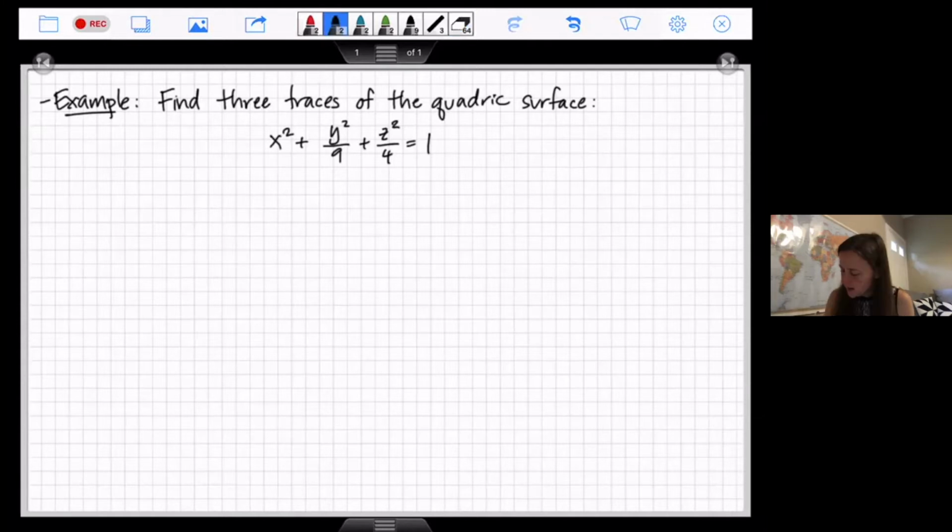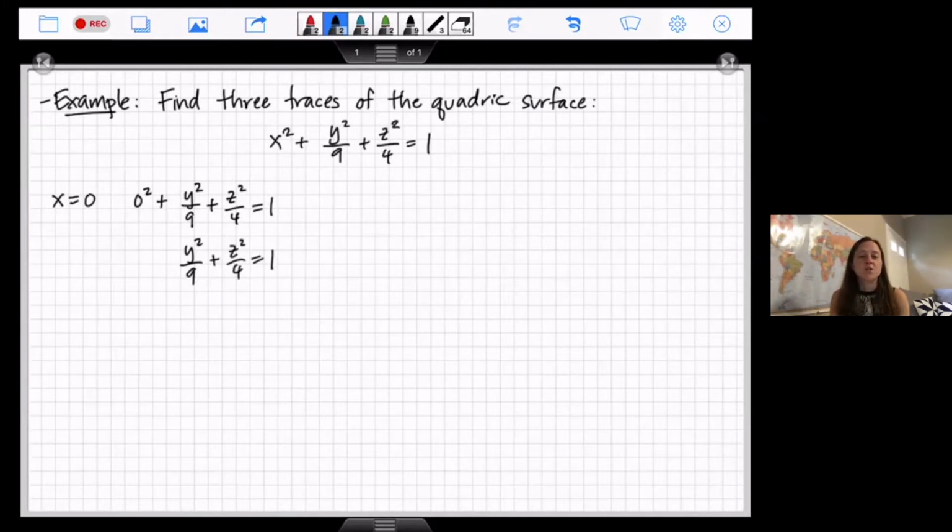Okay, so I want to pick x equals something and slice this surface with it. Well, I can pick any number for x that I would like to. This thing has an infinite number of traces. I'm going to pick x equals 0 because that's the nicest number to plug into an equation. You're just going to plug in x equals 0 to see what happens to the equation of the surface when x is equal to 0. So I'm going to plug in 0 squared plus y squared over 9 plus z squared over 4 equals 1. The x term has disappeared, so this is just y squared over 9 plus z squared over 4 equals 1.